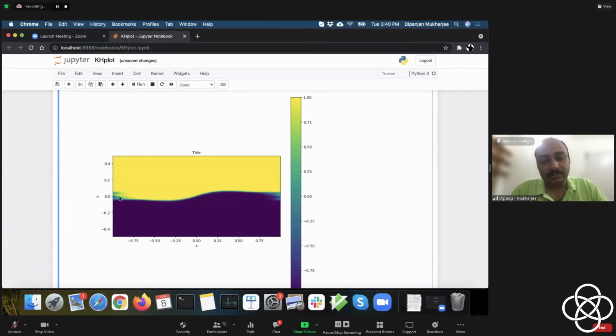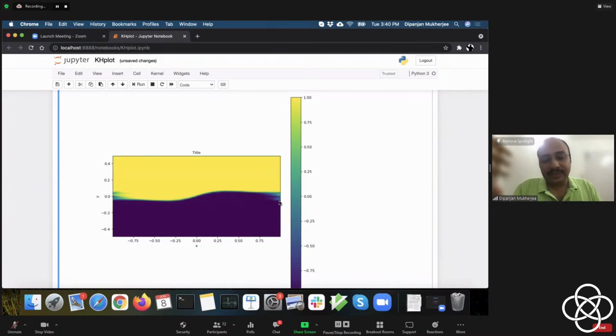The magnetic field, as you remember, is along the x-axis. And what it does is, as the Kelvin-Helmholtz vortices are trying to grow, they have to bend the magnetic field. And the magnetic field has a restorative force that prevents the formation of vortices. And it has a negative impact on the growth rate.